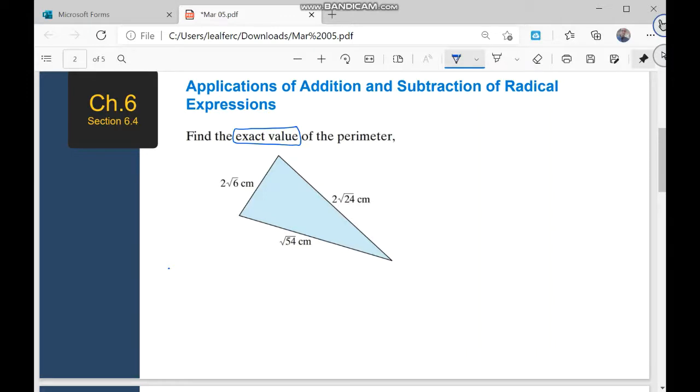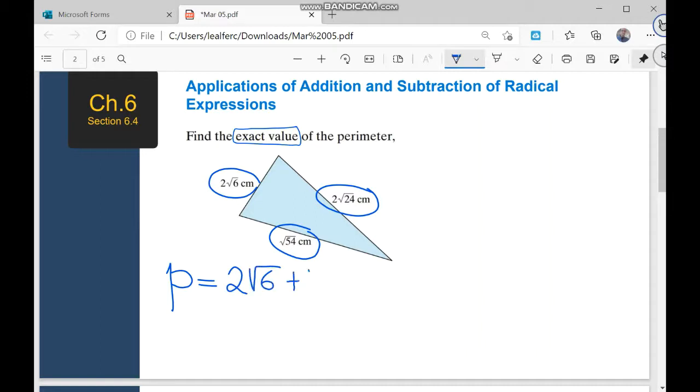And perimeter. How do we find the perimeter of a triangle? Does anyone remember? Well, it's basically you have to sum all the sides, right? On a triangle, you have 3 sides. The perimeter is the addition. You're going to add all the sides together. So this, 2 square root of 6, plus that one, square root of 54, plus the last one, 2 times the square root of 24. This is the perimeter.